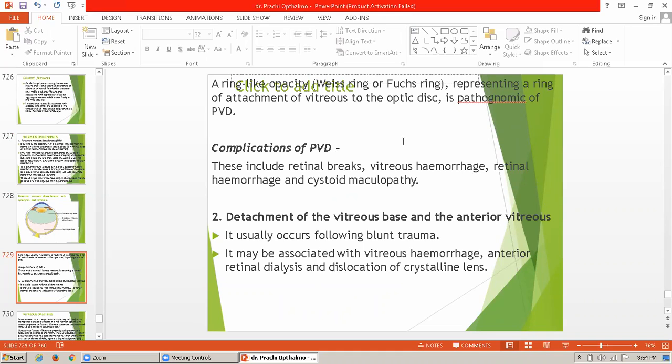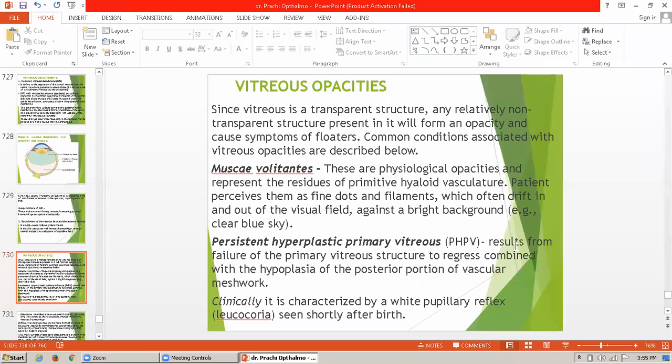Second, detachment of the vitreous base and anterior vitreous usually occurs following blunt trauma, and it may be associated with vitreous hemorrhage, anterior retinal dialysis, and dislocation of the crystalline lens.